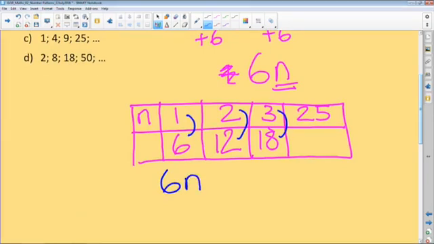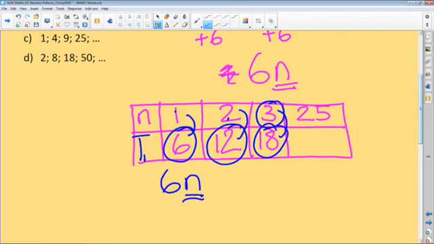So n is equal to 1. When I substitute that in, I'm going to get an answer of 6. When n is equal to 2, 2 times 6 is 12. And 3 times 6 is 18. So our general term is going to be Tn is equal to 6n.